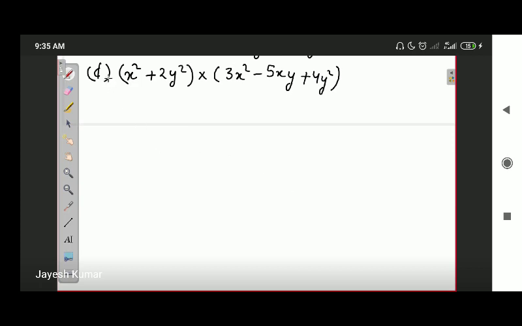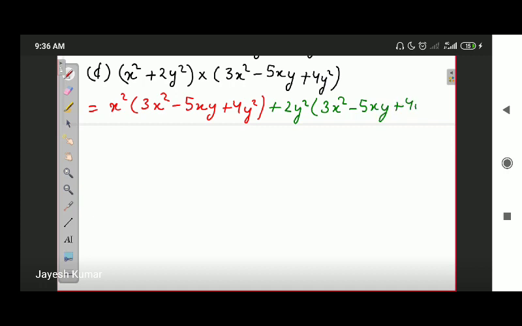Okay, students, you can also do the questions by yourself as I am doing. You can mute me or pause this video and do the question and finally check out the answer and check whether you have done the correct answer or not. Okay, so once again, x square is multiplied with the second bracket 3x square minus 5xy plus 4y square. After that, plus 2y square is multiplied with 3x square minus 5xy plus 4y square.